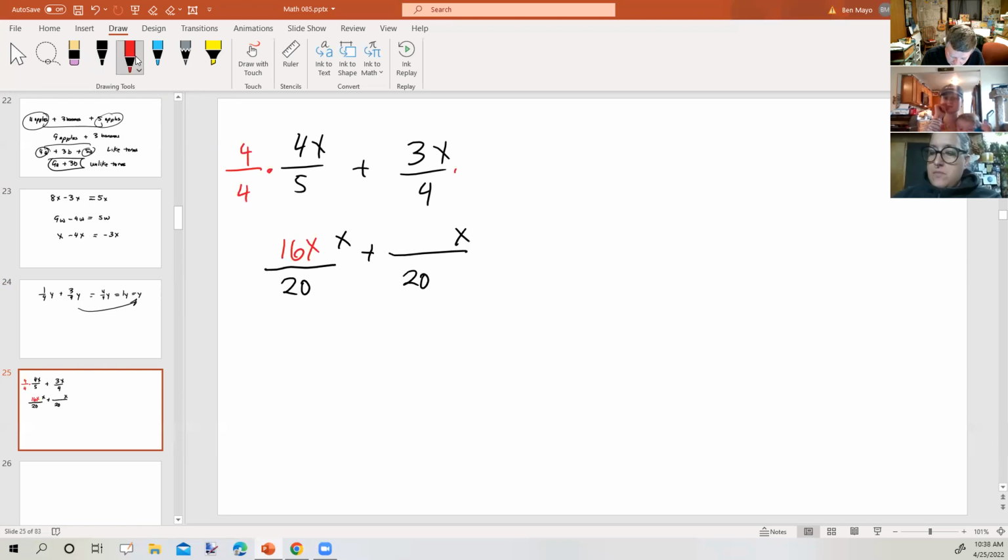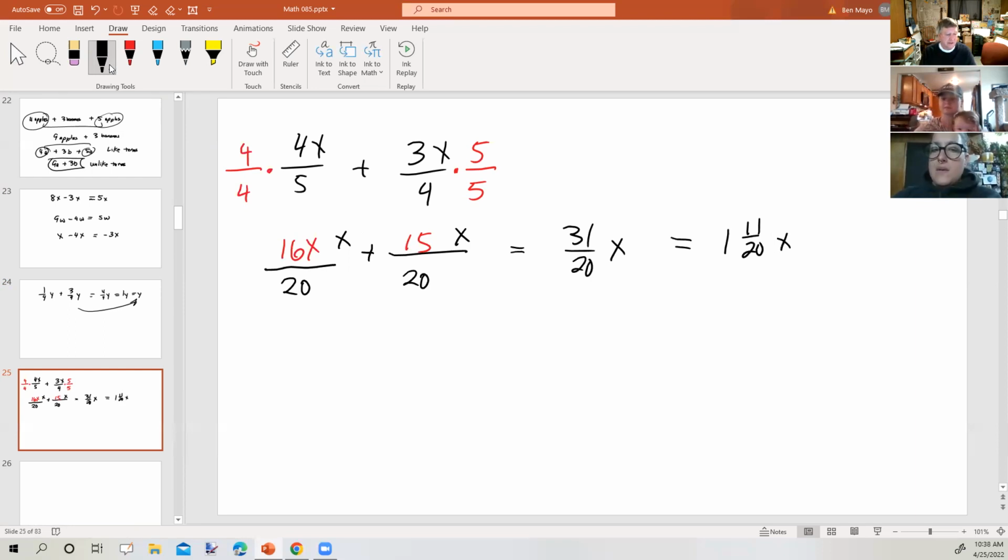All right. 3/4 x, we'd multiply the 4 times 5 to get 20 in the denominator. So we'd multiply the numerator by 5 to get 15x. 16/20 x plus 15/20 x is 31/20 x. Now, you could rewrite this as 1 and 11/20 x, but in algebra, we tend to avoid mixed numbers unless it's appropriate. So even though this is correct, this would be a more appropriate answer.